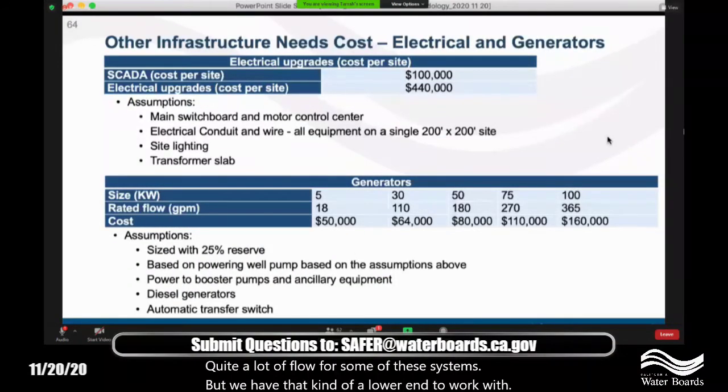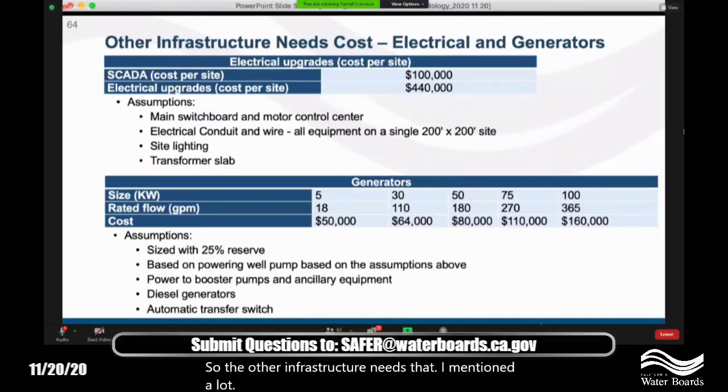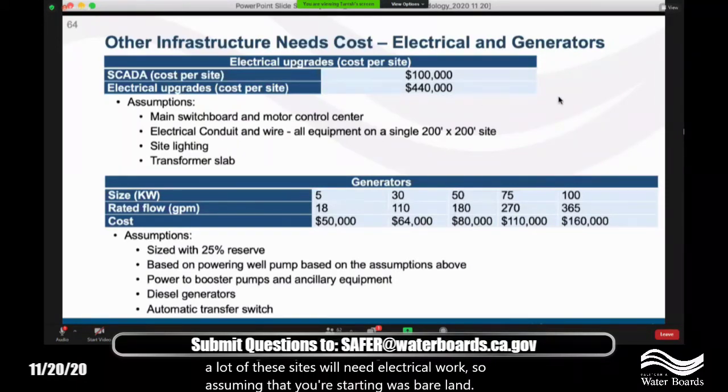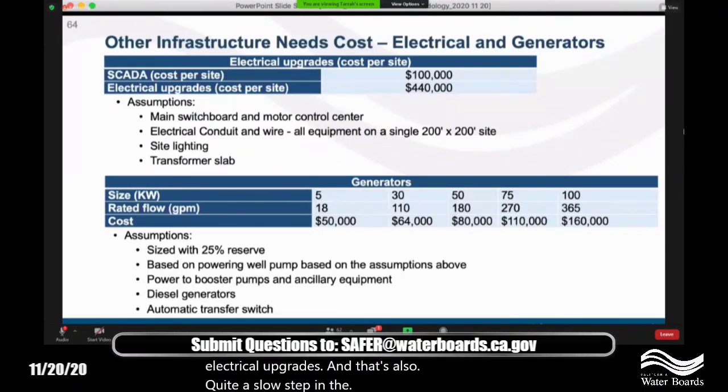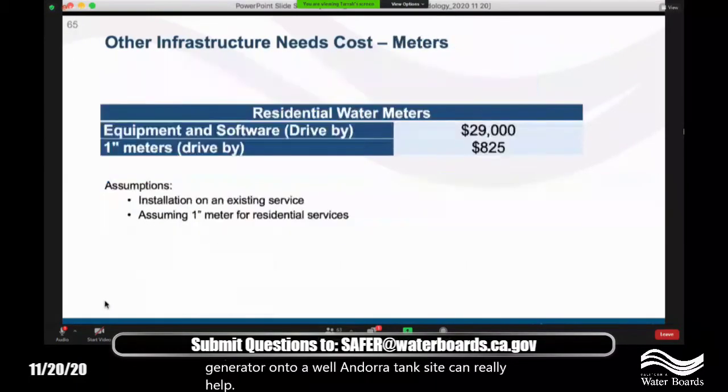So the other infrastructure needs that I mentioned, a lot of these sites will need electrical work. Assuming that you're starting with bare land, a lot of funds are required to get the electrical upgrades, and that's also quite a slow step in the construction process. We also want to be able to look at gensets, generators, so that a system could actually produce water in the case of a power outage or other emergency. We've had a lot of those in California with the planned power outages, and a lot of systems were inadequately prepared for those planned power outages. So that's an area of concern. Adding a generator onto a well and/or a tank site can really help improve reliability during those situations.